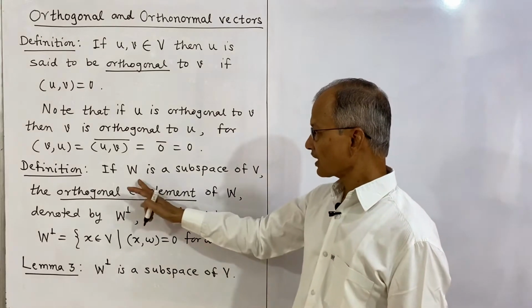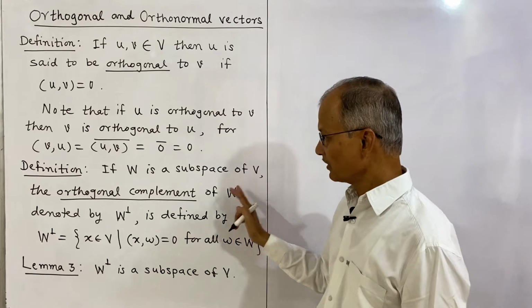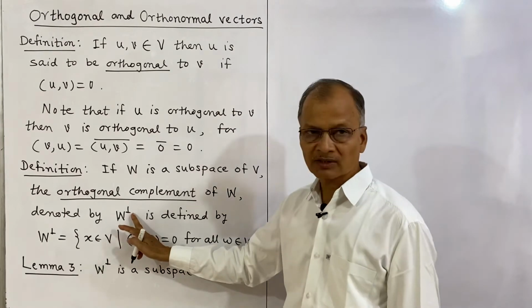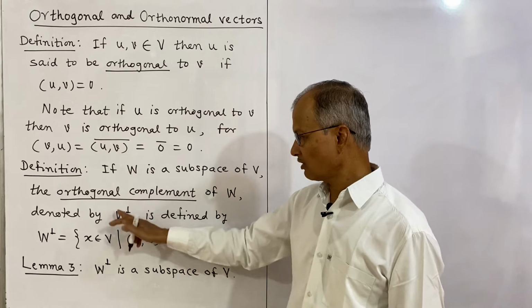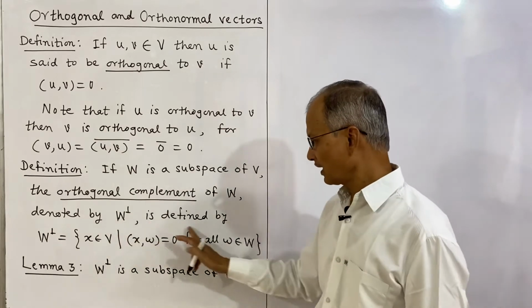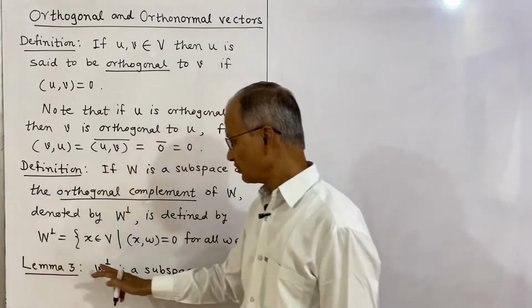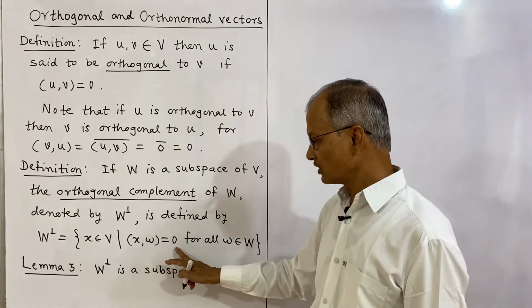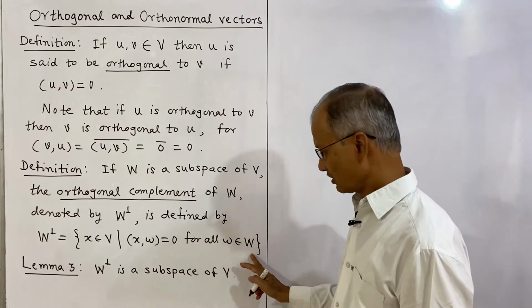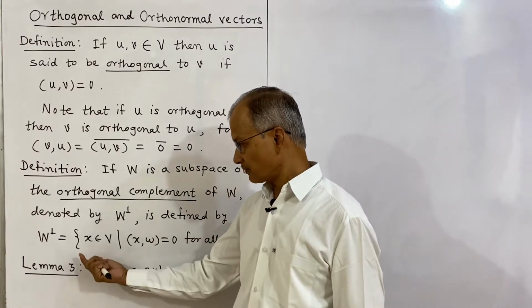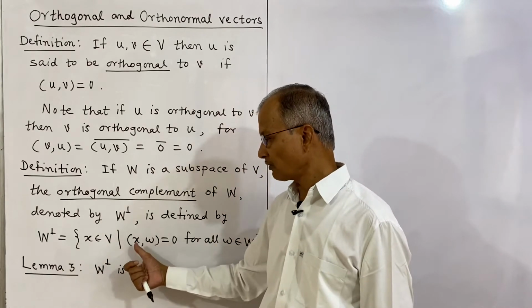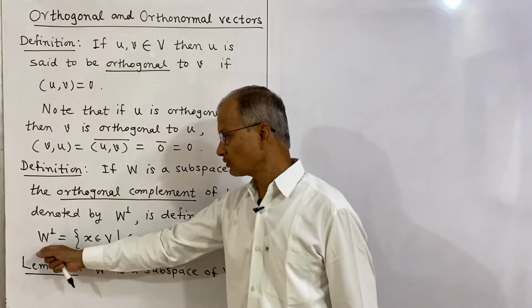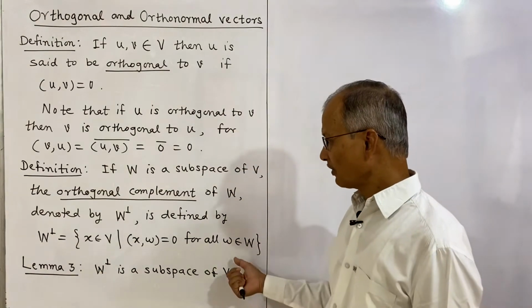The next definition: W is a subspace of V. The orthogonal complement of W, denoted by W perpendicular, is defined as those vectors in V whose inner product with w is equal to 0, and this is true for all w belonging to W. That means those vectors x belonging to V such that the inner product of x with w is 0, then we say x belongs to the orthogonal complement of W. So that is the meaning of orthogonal complement.